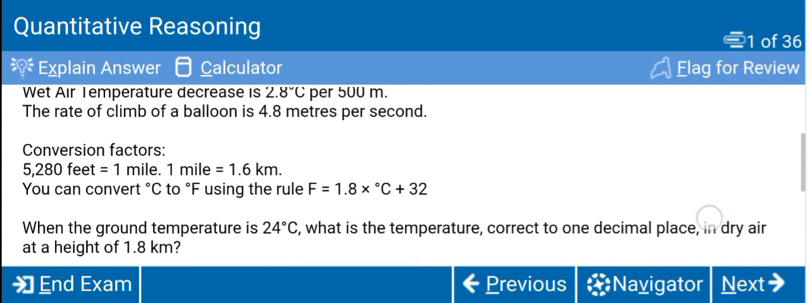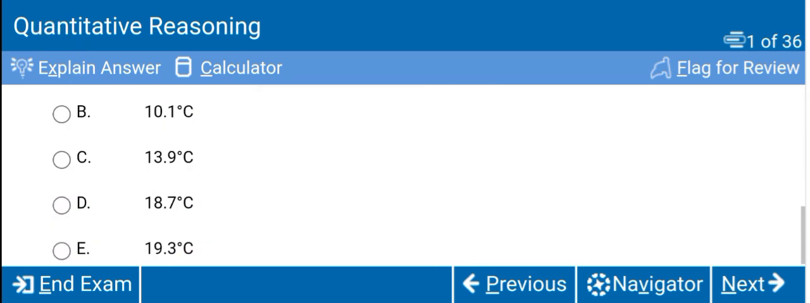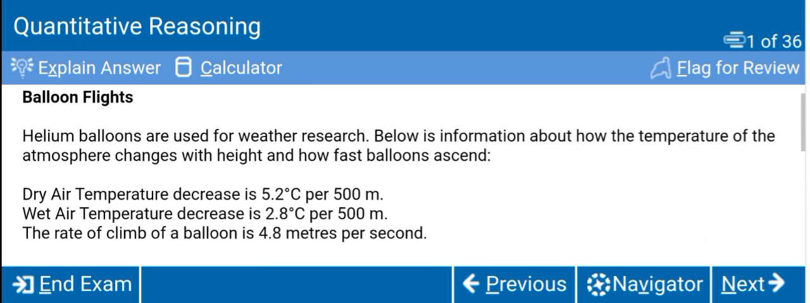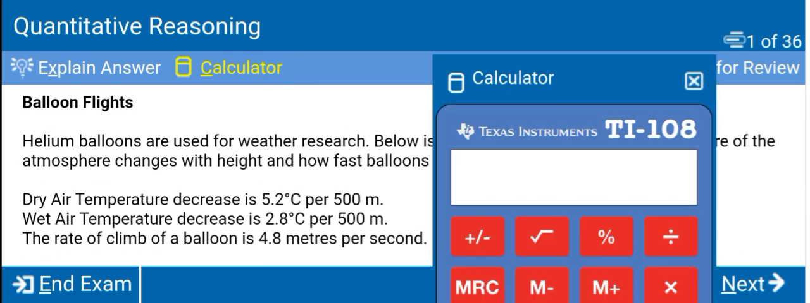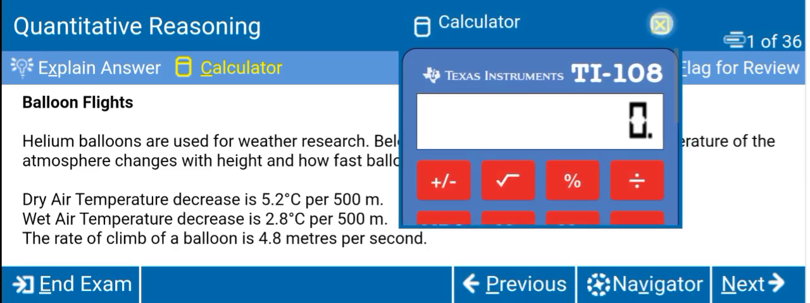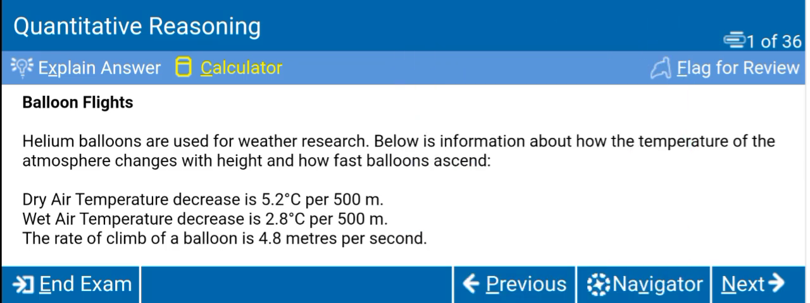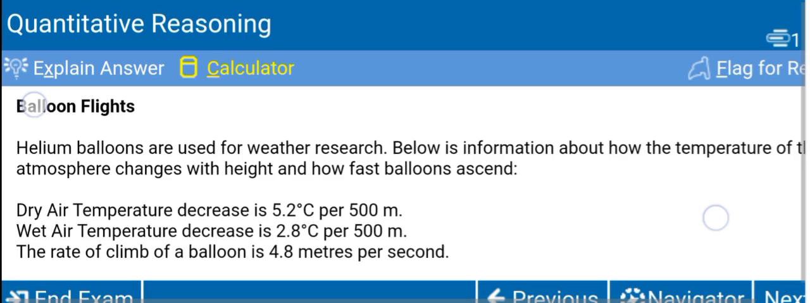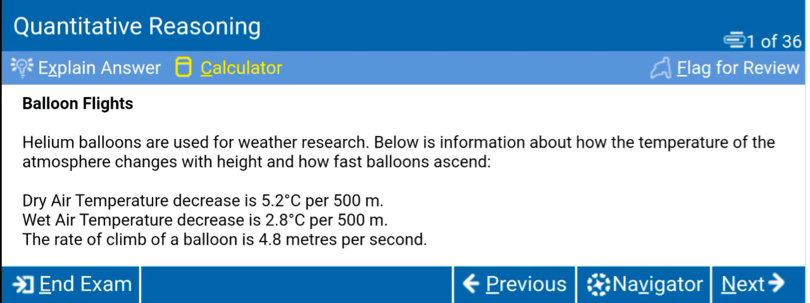So here we have these type of questions. You can use your calculator also, which is given here. So here we have balloon flights. Helium balloons are used for weather research. Below is information about how the temperature of the atmosphere changes with height and how fast balloons ascend.